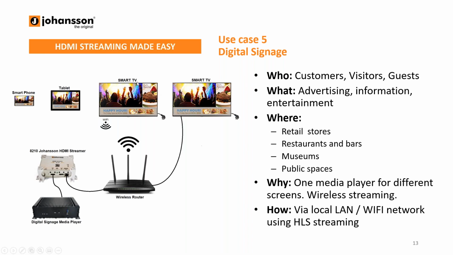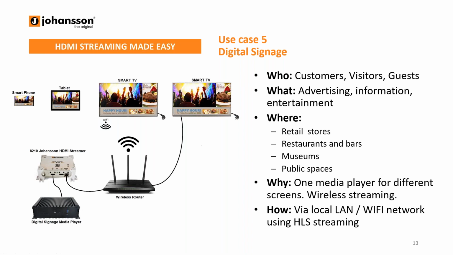Often they have several TVs hanging in different corners of the shop, and in many cases they put a digital signage media player behind every TV. But often the same information is shared, for instance in every corner of the shop or restaurant. So in that case, it's not necessary to buy a media player for every TV. You can just use one digital signage media player connected to our HDMI streamer, and stream it directly to the TV.